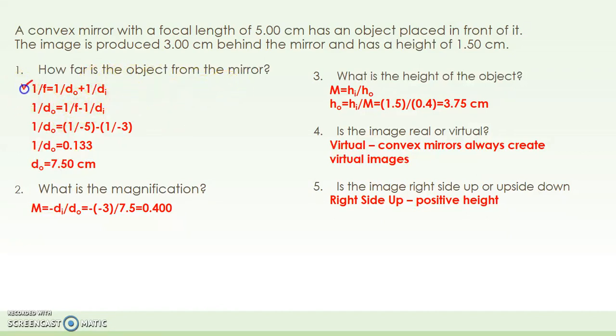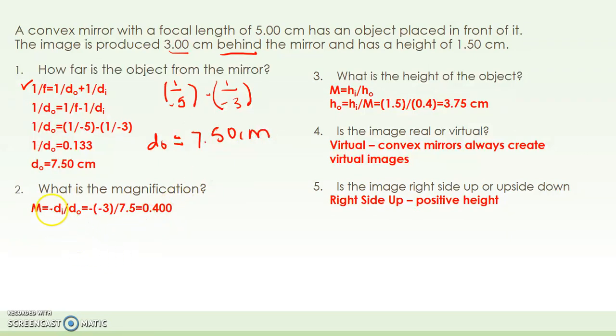So we use this formula again. We can rewrite it or plug in what we know. So we have 1 divided by -5 minus 1 divided by -3. Keep paying attention to the signs given in the problem for the location. We solve for DO, and we should get 7.50 centimeters.